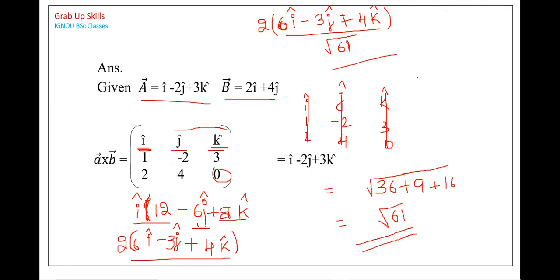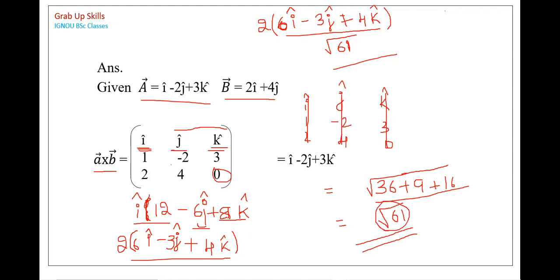But what is the formula for this? That is A vector cross B vector divided by the modulus of A cross B. How would we calculate the modulus? We take the values: the square root of x square plus y square plus z square. So here it would be 6 square is 36, 3 square is 9, 4 square is 16. So we will get this answer as the square root of 61. So that is the modulus.